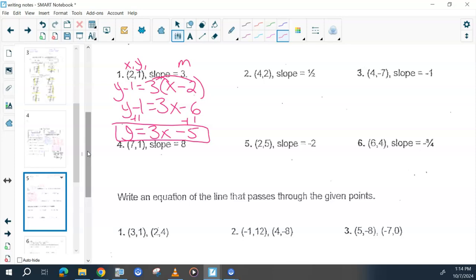We're going to skip 2 and move on to 3 just so I can show you what happens when you have a negative number. Same process though. x1, y1, m. Put those numbers into that format. So this is y minus a negative 7. It will change to a plus in a second. Equals negative 1 times x minus 4.